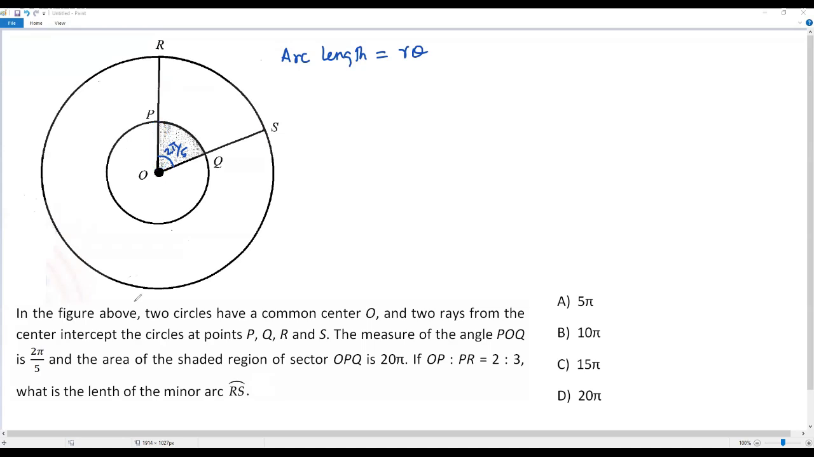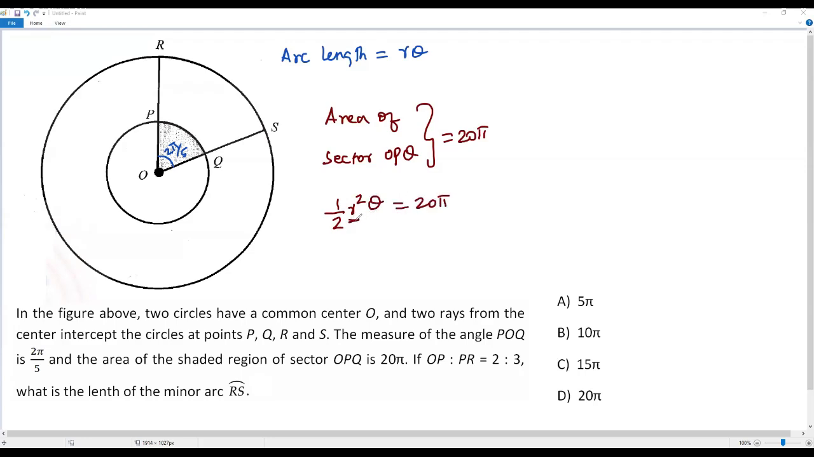Okay, now let's get the radius of the smaller circle, which is given by the line segment OP. So for that, I consider the area of the sector OPQ, which is 20 pi. Let me write over here, area of sector OPQ is equal to 20 pi. When the central angle of the sector is given in terms of radians, the formula to get area of a sector is 1 over 2 times r square times theta equals 20 pi.